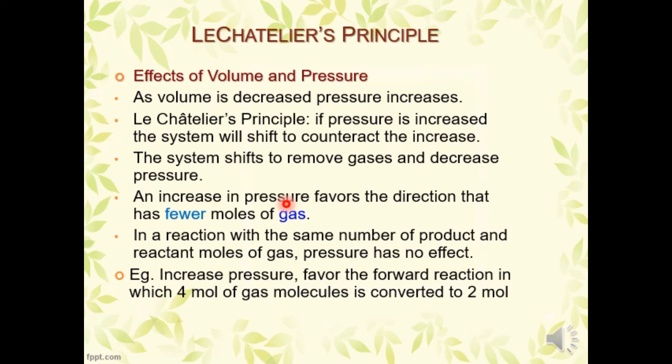Go back to the Haber process. In the Haber process, 1 mole of nitrogen reacts with 3 moles of hydrogen, so a total of 4 moles, forming 2 moles of ammonia. So the product side only has 2 moles, the reactant side has 4 moles. That's why when we increase the pressure, the equilibrium will direct to the side that has fewer moles of gas, which is the ammonia side. However, if the product and reactant both have the same number of moles, whether you increase or decrease pressure, it will have no effect.